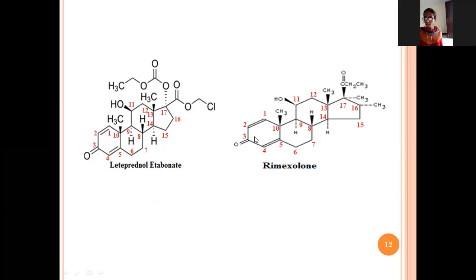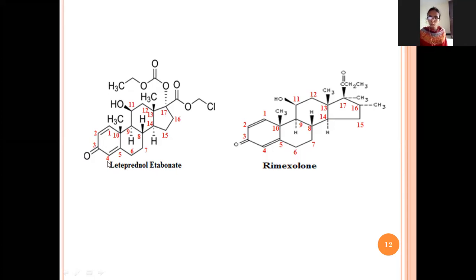Next one is letipridonol etabonate. So if you see the structure here, this is the phenanthrene ring and this is a cyclopentane.